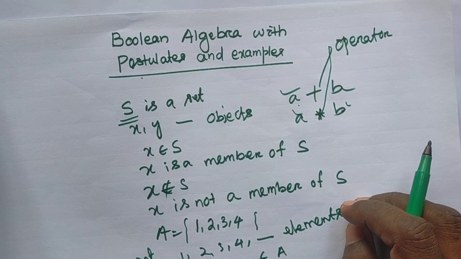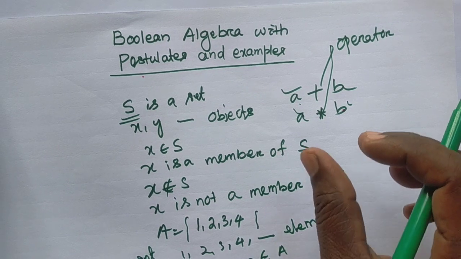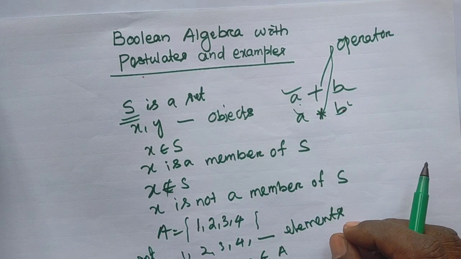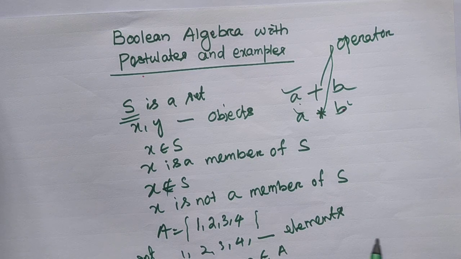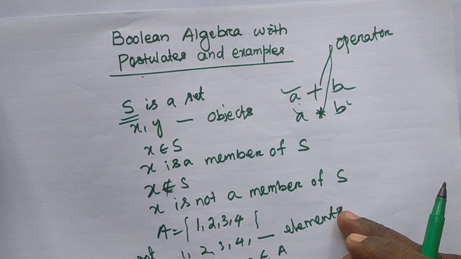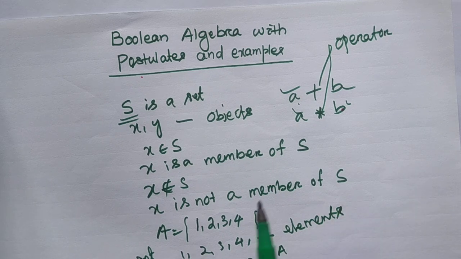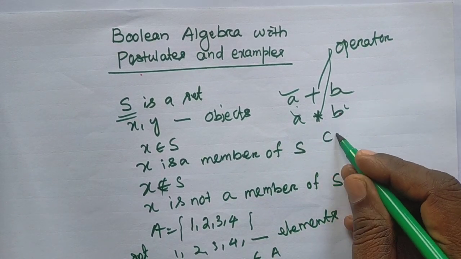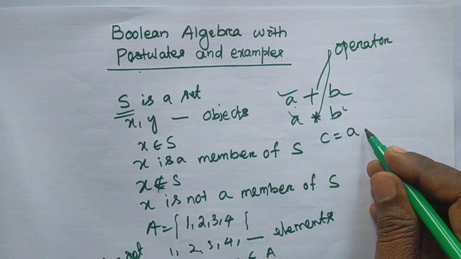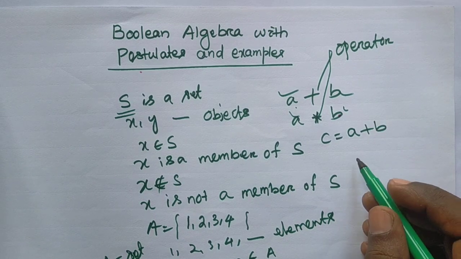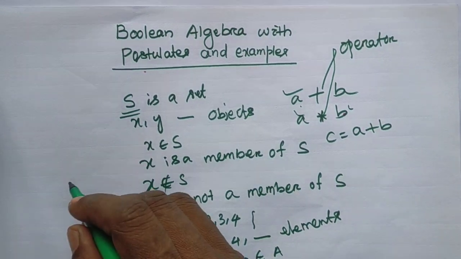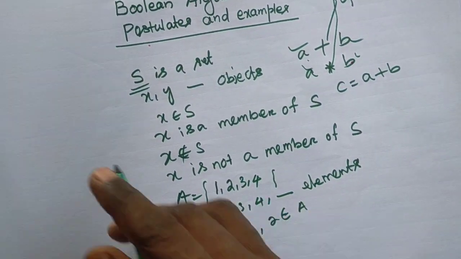So the question is, whenever you apply this operator on certain elements, what is the resultant value? Then we have to see whether that resultant value belongs to that set or not. For example, C is equal to A plus B. Let us consider a clear example.